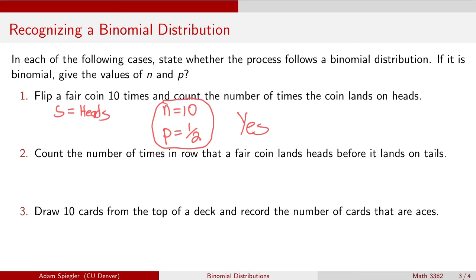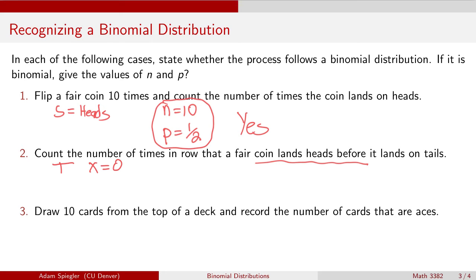In the second one, we want to count the number of times in a row that a fair coin lands on heads before it lands on tails. And so let's think about what some outcomes might look like in this experiment. So we're going to count the number of times in a row a fair coin lands on heads before it lands on tails. So it's possible it takes one attempt. Our first flip is a tail, and then we would say x is equal to 0 since the coin did not land on any heads before it landed on tails.